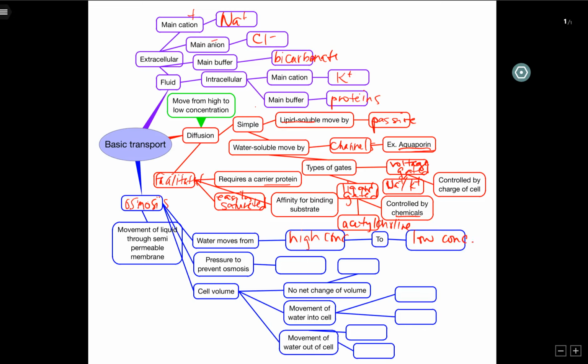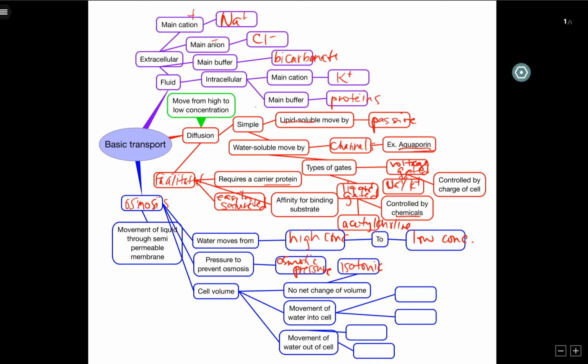So that means we actually have a really highly concentrated electrolyte solution on one side, and our water particle is going to move to that high electrolyte concentration where we have less water available to try to equilibrate out the concentrations. The pressure needed to prevent osmosis from occurring is known as your osmotic pressure. And this does have an influence on the volume of a cell. If there's no net change in the volume, that solution is known to be isotonic.